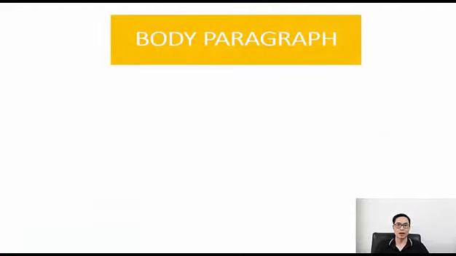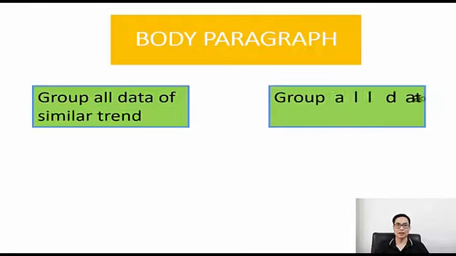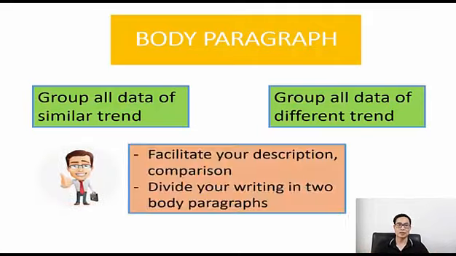Now the question is how to do well the body paragraph. First of all, you have to look at the data provided and group them based on the similarities and differences. Why do we have to do so? Well, when you group the data of the same features, it will facilitate your description and your comparison, which are essential for Task 1 writing. After you group the data, you manage to form 2 paragraphs. One may report on the similar data and another on the different ones.